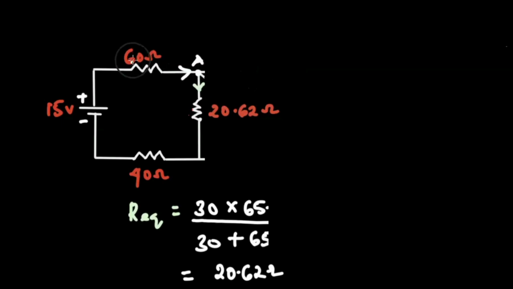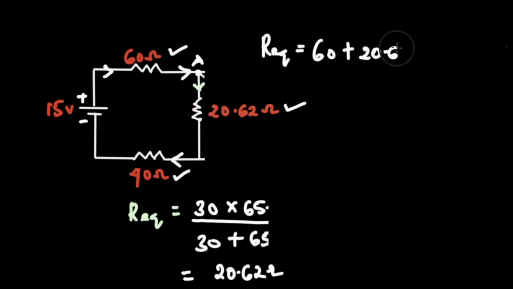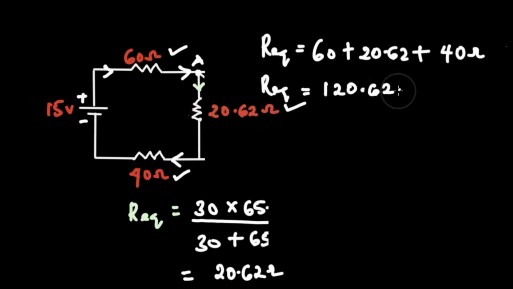So taking a look at this, current flows through 60 ohms. The same current flows through 20.62 ohms. That same current flows through 40 ohms. And so we can conclude that 60 ohms, 20.62 ohms, and 40 ohms are in series. Alright, so because they are in series, the equivalent resistance for the entire circuit will be equal to 60 plus 20.62 plus 40. And finally, we're going to get our answer as 120.62 ohms. And this is the answer to the question.